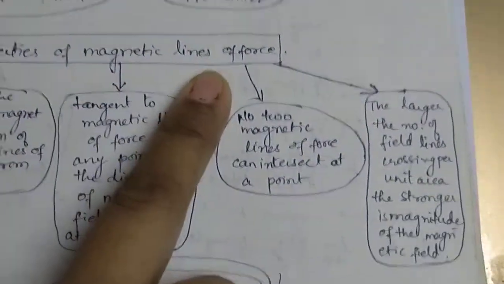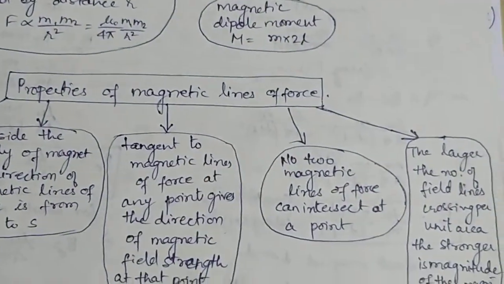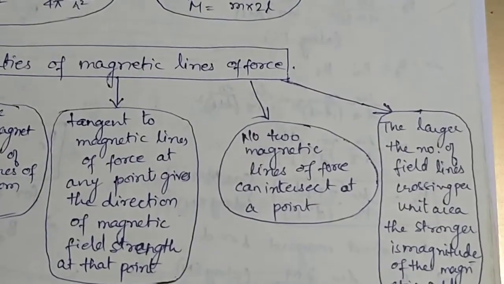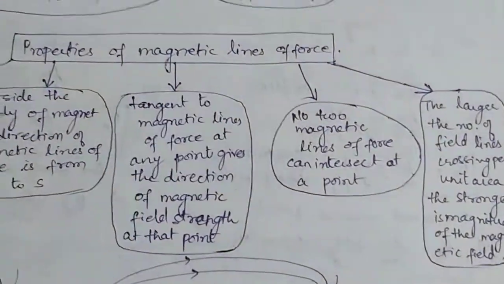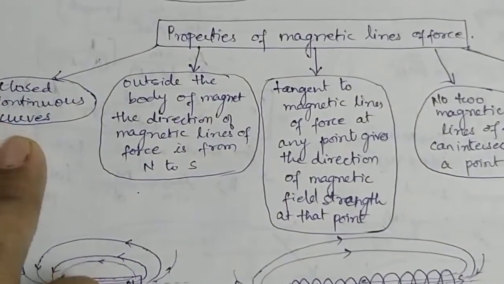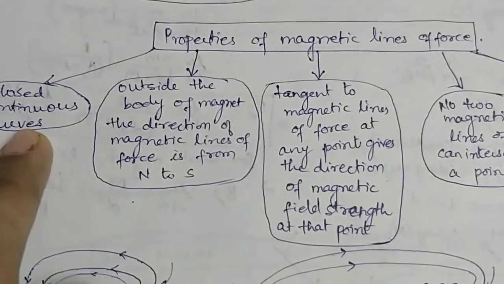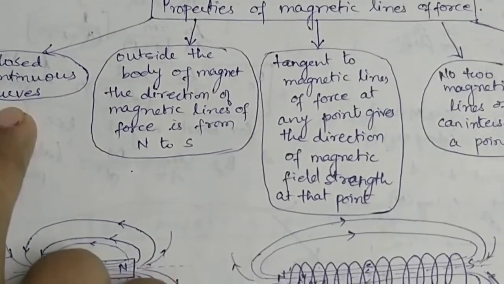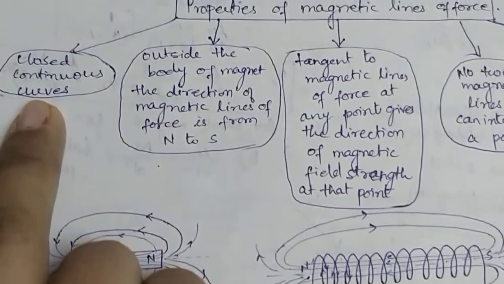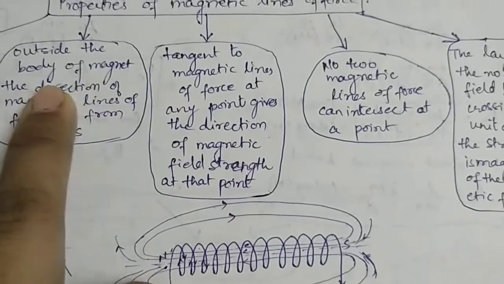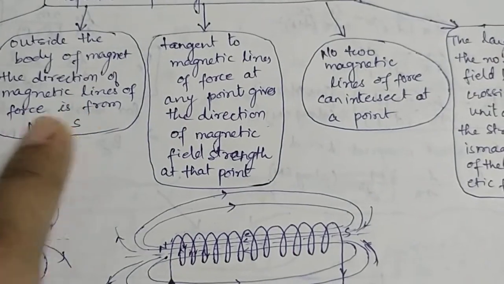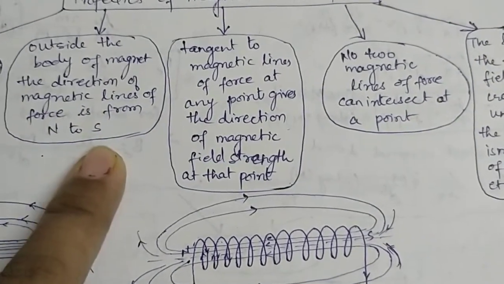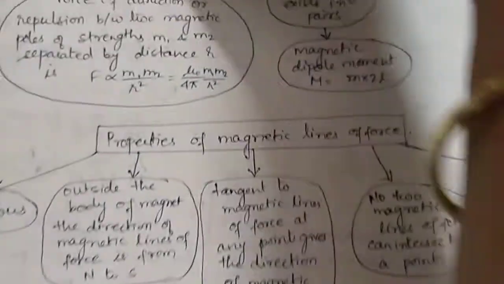Now properties of magnetic lines of force. Just like electric lines of force, we have magnetic lines of force. So there is a property: they are always present in closed and continuous curves, whereas in electrostatics it was not a closed curve. Here it is always a closed curve. And outside the body of a magnet, the direction of the magnetic lines of force is from north to south.